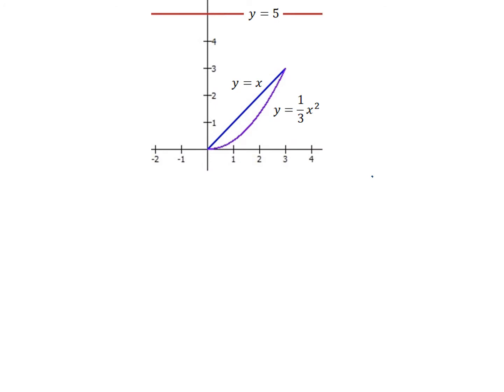Here we have an illustration of the problem. Our region is bounded on the left by the line y equals x and on the right by y equals 1/3 x squared. And these two curves intersect at the origin and at the point (3, 3). And then we're going to revolve this about the line y equals 5. So we have our outer paraboloid and inner thing, we have a cone here.